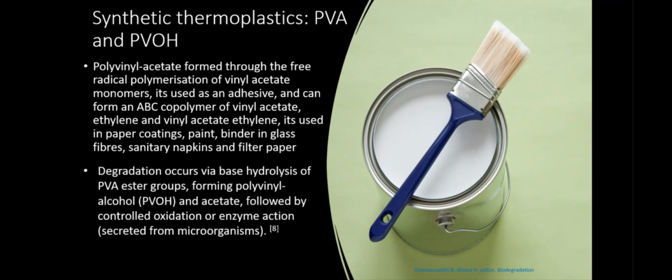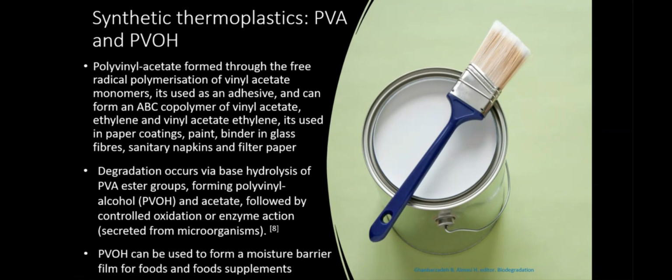Degradation occurs via base hydrolysis of PVA ester groups, forming polyvinyl alcohol, PVOH, and acetate, followed by controlled oxidation or enzyme action, secreted from microorganisms. PVOH can be used to form a moisture barrier film for foods and food supplements.